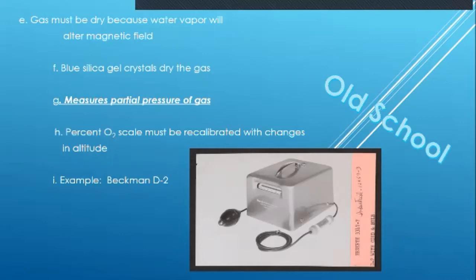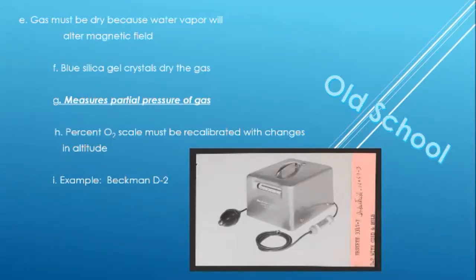It measures the partial pressure of the gas. The paramagnetic analyzer, how does it measure? What does it measure? Partial pressure of the gas. So it's going to give you an answer in millimeters of mercury. Okay? When you see that answer, it's not going to be percent. It's going to be in millimeters of mercury because it measures the partial pressure of oxygen, which is PO2, okay? And that's going to be written in millimeters of mercury, okay?